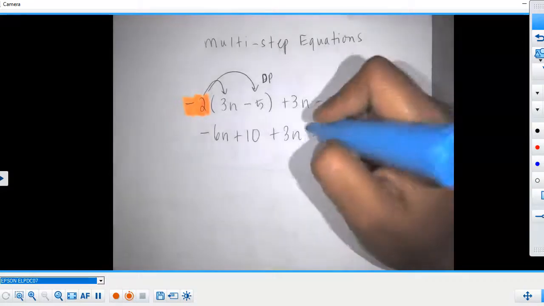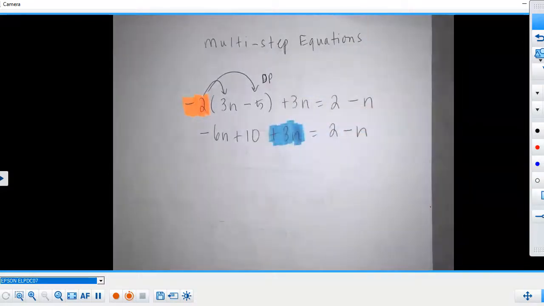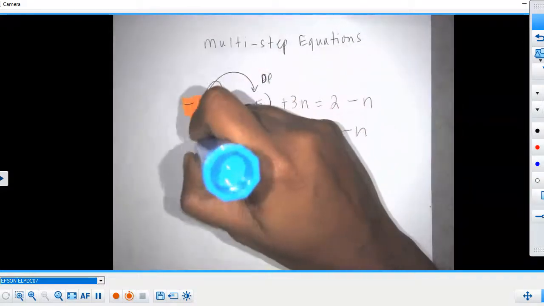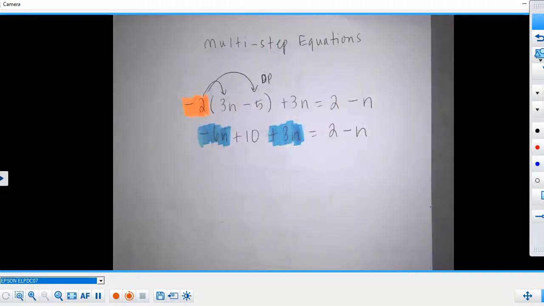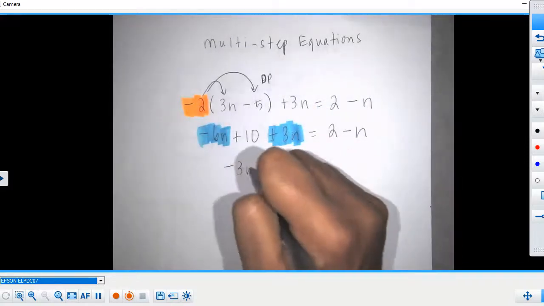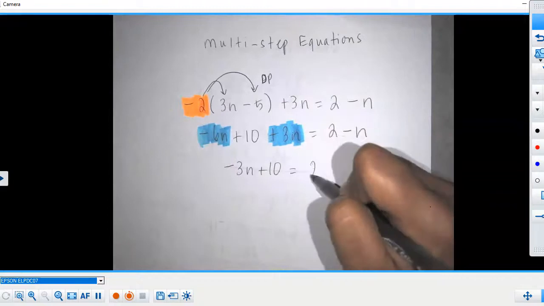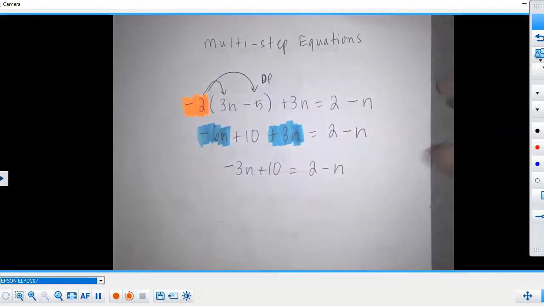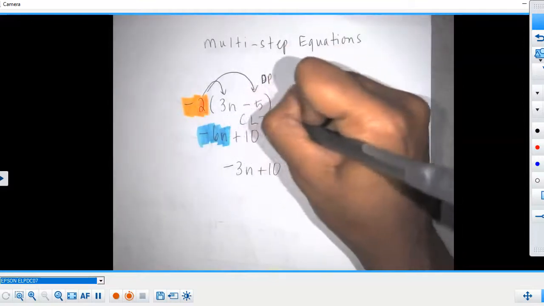So I'm going to highlight my like terms. This one has an n and this one has an n. So when I do that, I'm going to subtract. That's -3n plus 10, and then I have 2 minus n. So again, in this step here, guys, I did CLT, combine like terms.